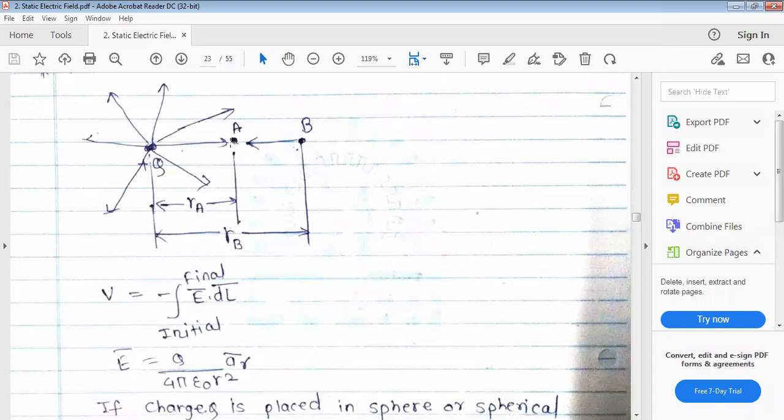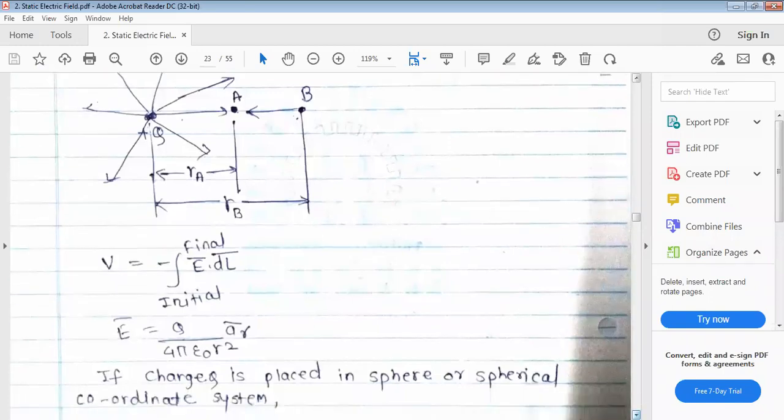Towards point A, understood? We are moving this charge from point B to point A. So what is your initial position? The initial point is at B. Then you are moving that point towards A. So the initial position is RB and the final position or final distance will be RA.